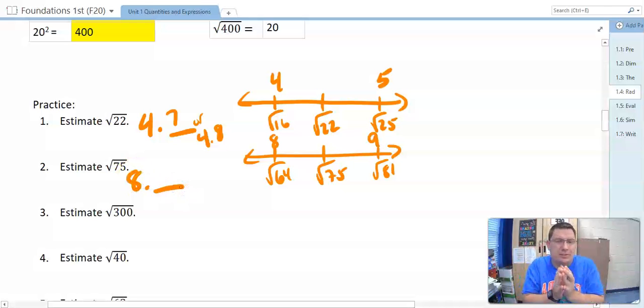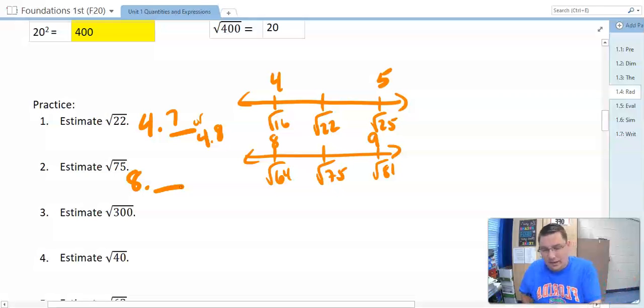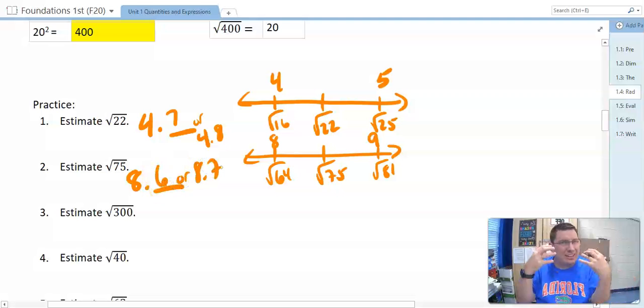Now, square root of 75, is that closer to 64, or is that closer to the square root of 81? So it's closer to 81, right? Because 64 would be 11 units away, and 81 is only 6. And so this is going to be about 8.6 or 8.7. Again, just estimating about where this would fall.